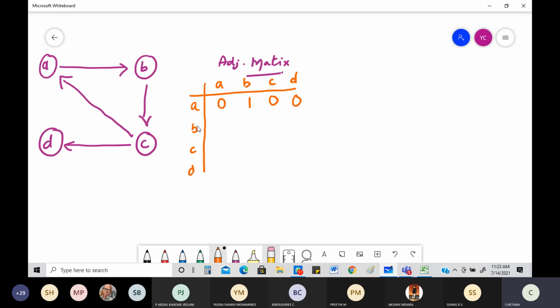I'm going to write my adjacency matrix like this: 0, 1, 0, 0. B to D connected? Check. Where is B connected to D? I don't think so. Is B to D connected? Okay, so this will also be 0 only. One second, I'll just change.